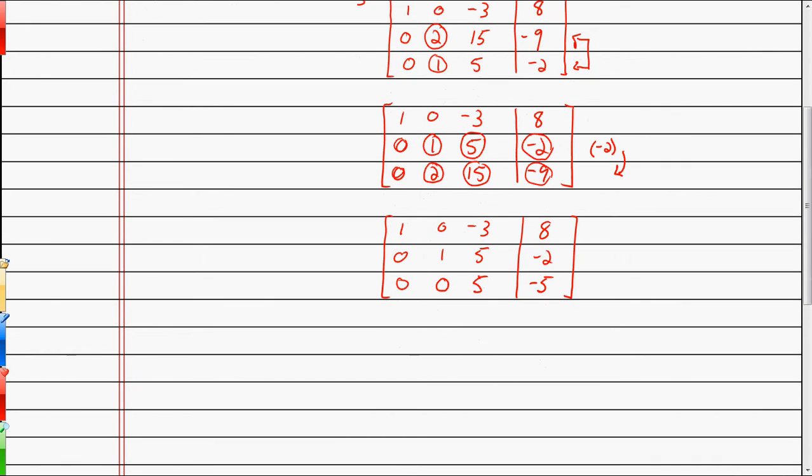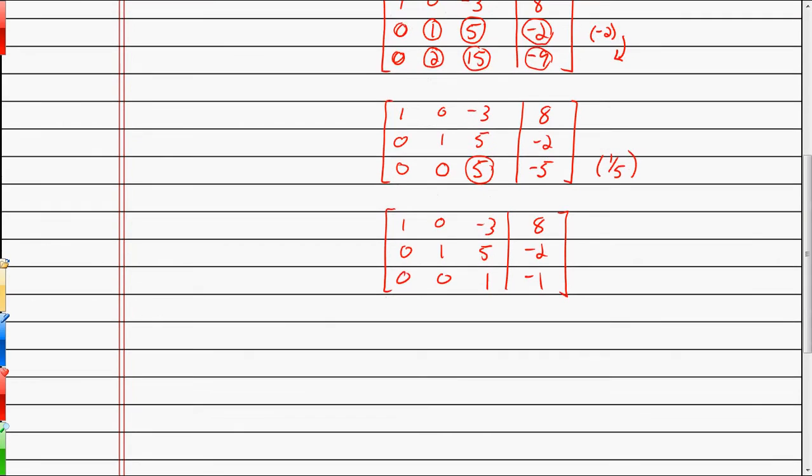So now I'm almost there. I just want this 5 to be a 1. So I'm going to multiply this row by 1/5. Unfortunately, I don't get any fractions. So I have 1, 0, -3, 8; 0, 1, 5, -2; 0, 0, 1, -1. Okay, so things are looking great.